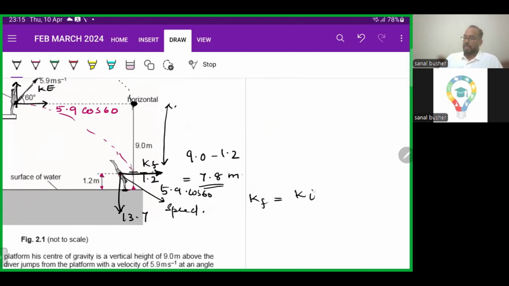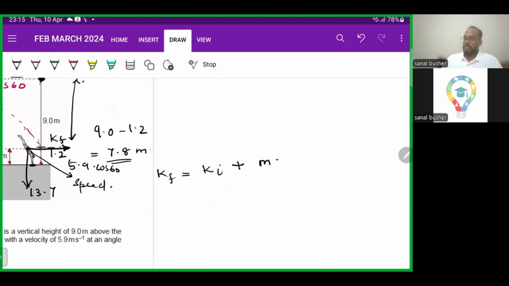Initial kinetic energy plus this potential energy is also converted into kinetic energy, right? mgh. The final kinetic energy was what? Half mv square. This v you need to find out. That is the question. So which is equal to initial kinetic energy. Initial kinetic energy is half m.